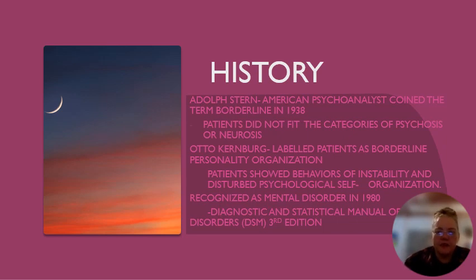And then in 1975, Otto Kernberg labeled patients as borderline personality organization. That was to describe patients that showed behaviors of instability and disturbed psychological self organization, and again, didn't fit the criteria for other diagnoses. Borderline personality disorder was not recognized as a mental disorder until 1980 when it was added to the Diagnostic and Statistical Manual of Mental Disorders, third edition.